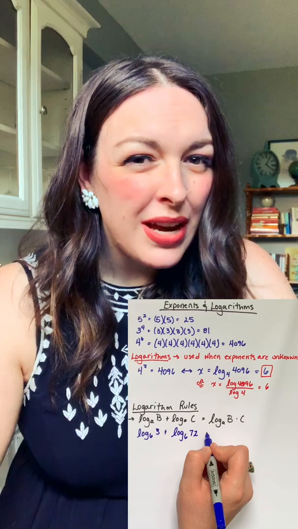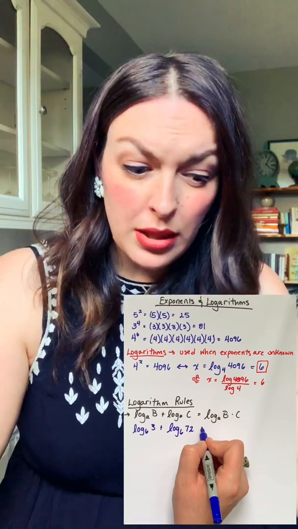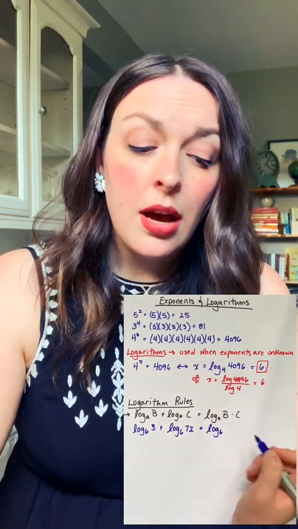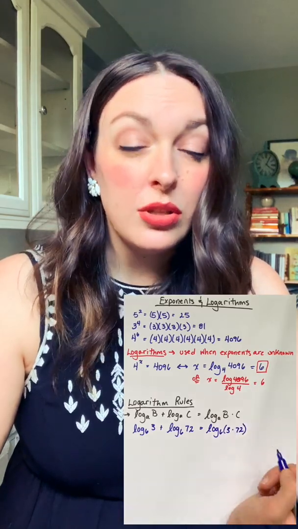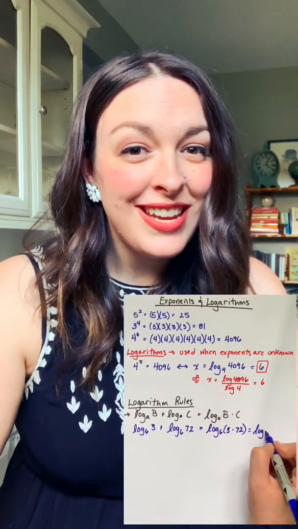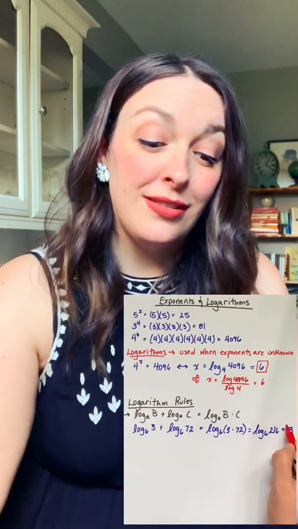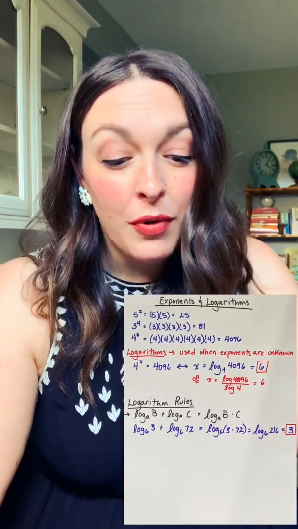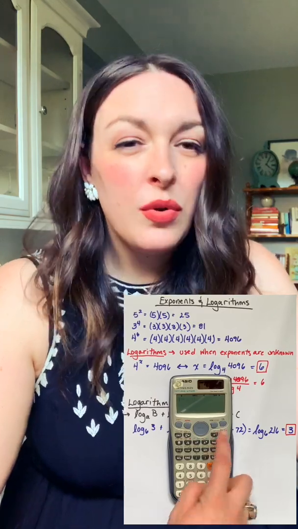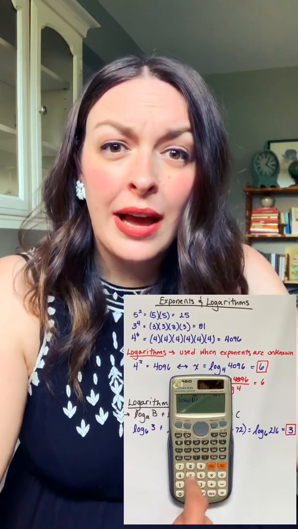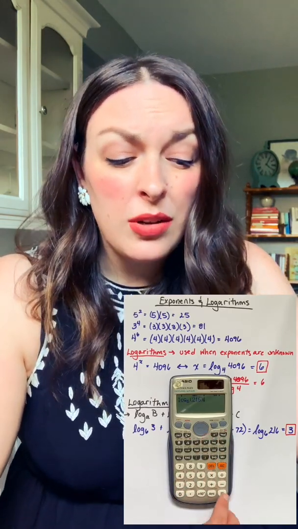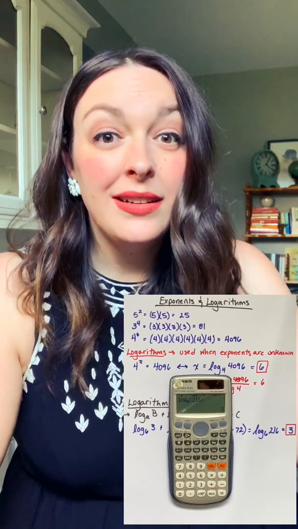So what if I bring that into one logarithm? That's logarithm base 6 of 3 times 72, which is logarithm base 6 of 216. Oh my goodness, I know that. 6 to the power of 3 is 216. So therefore, that's equal to 3. If we want to double check that on the calculator, you can. All right, and as you can see, we still get 3.